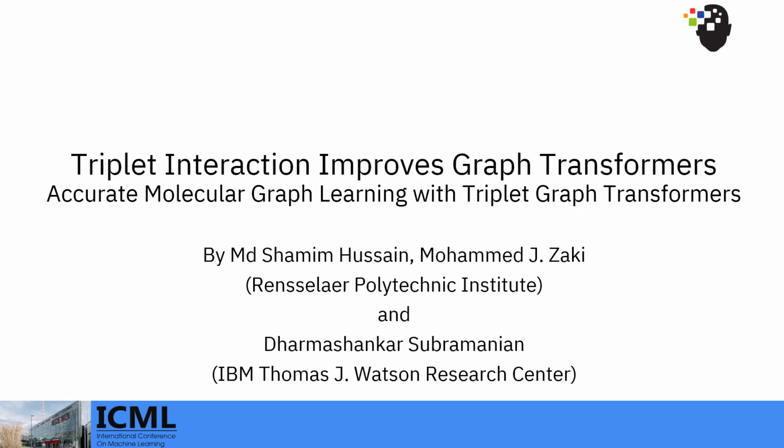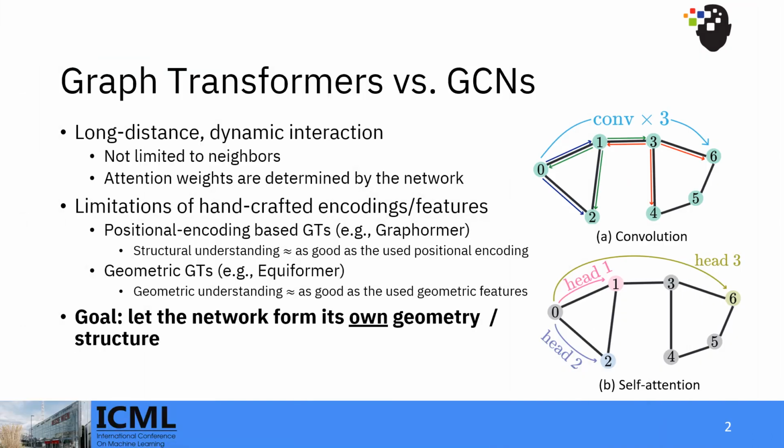Hi, this is a presentation on our paper called Triplet Interaction Improves Graph Transformers: Accurate Molecular Graph Learning with Triplet Graph Transformers. So let's begin with some background on graph transformers. Graph transformers have two important advantages over graph convolutional neural networks.